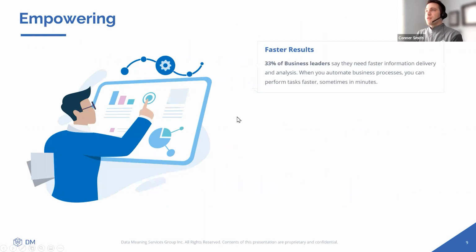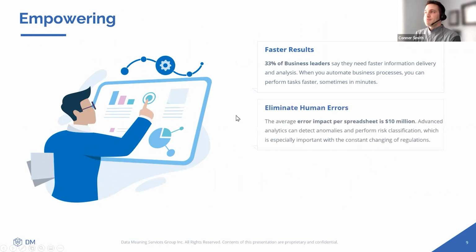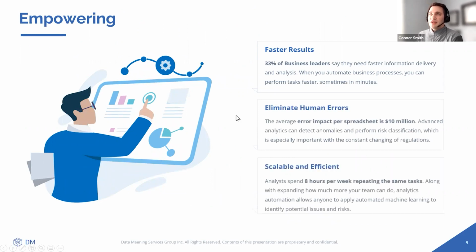All right, let's go through a couple other things, then we'll jump into the demo. The objective here is to empower our users. Alteryx gives faster results. 33% of business leaders say they need faster information delivery and analysis. When you automate the business process, you can perform tasks faster, sometimes in minutes. It also eliminates human errors. The average error impact from spreadsheets for each company is $10 million.